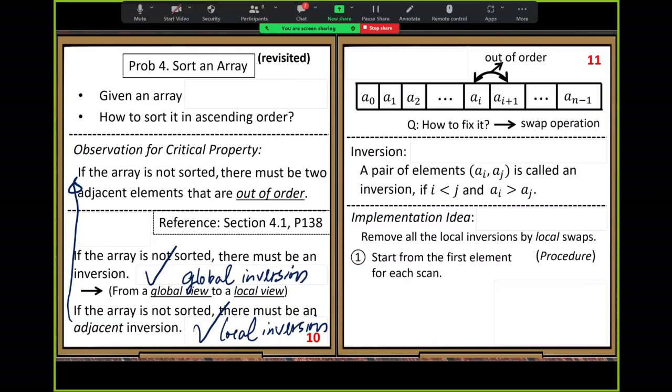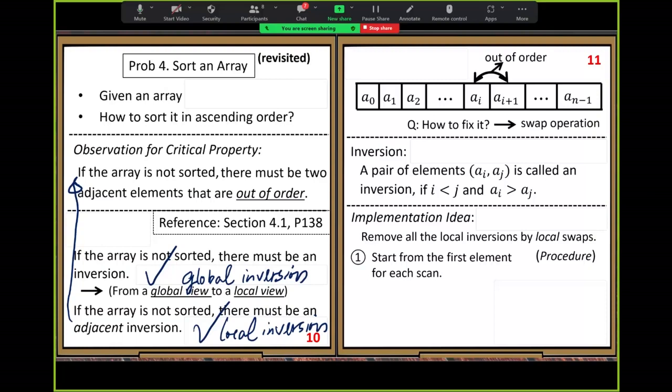At least one element is in place. Which one? Is the first element in place? Is the second element in place? Is the third element in place? After we complete all the swaps, but only the first scan, not the second scan, we need to do many scans. In the first scan, is the last element in place?